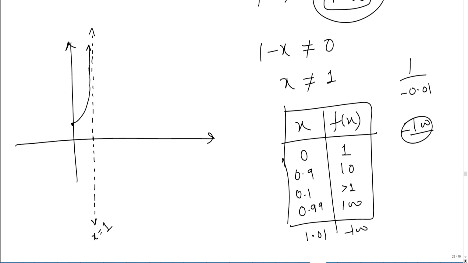And if you take values above 1, then the graph would look something like this. Would it always remain negative if x is greater than 1? Yes. If it is a very large value, let's say 100, then you would be looking at something like 1 divided by minus 99. So the graph would look something like this.